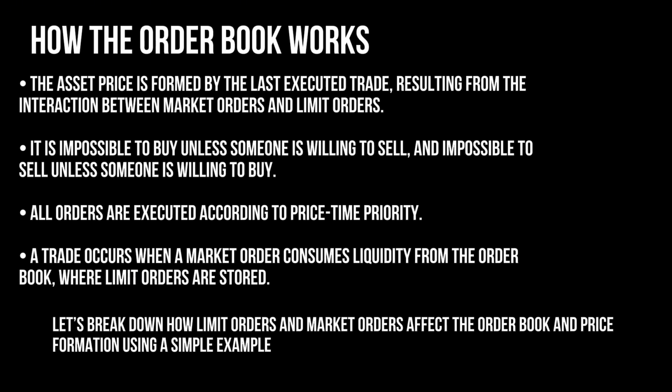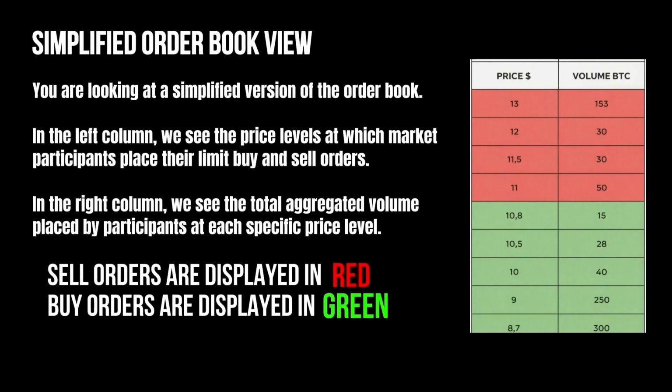Let's now look at a simple example to see how limit orders and market orders affect the order book and the price. Let's look at a simplified version of the order book. In the left column, we see the price levels at which market participants place their limit buy and sell orders. In the right column, we see the total volume available at each price level. This volume may come from a single participant or from many different traders placing smaller orders. Sell orders, representing supply, are typically shown in red, while buy orders, representing demand, are shown in green.